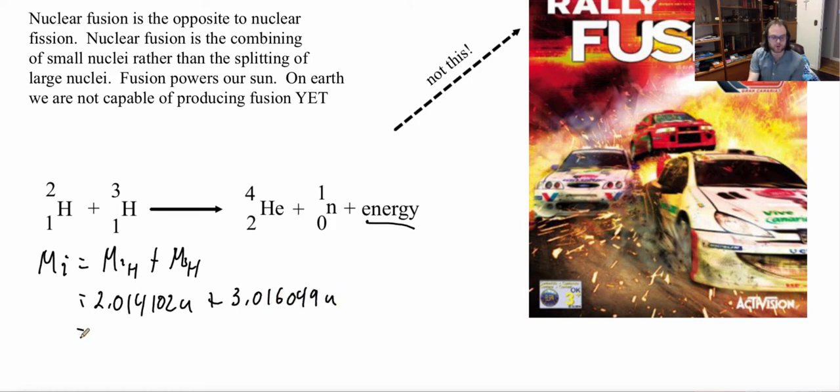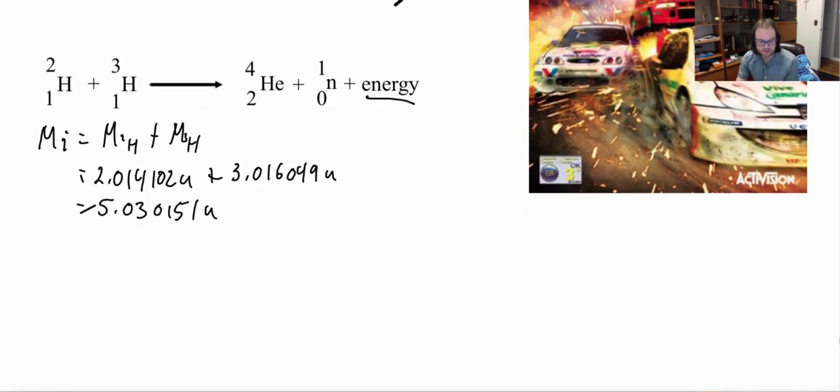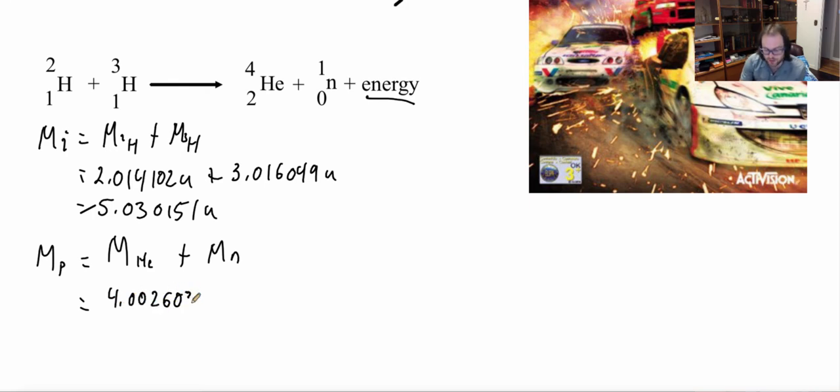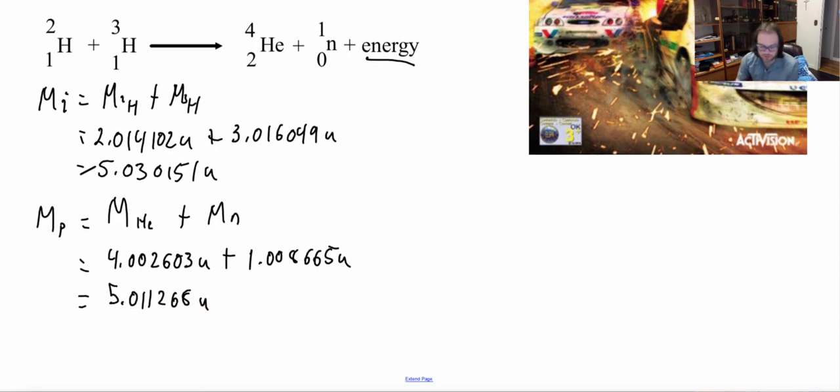When I add these together, I'm going to end up getting 5.030151 atomic mass units. Now let's look at the mass of my final product. So here we have a helium, so we want the mass of a helium, and then we're going to add the mass of a neutron. The mass of helium is 4.002603 atomic mass units, and the mass of a neutron is 1.008665 atomic mass units. So we're going to end up getting 5.011268 units.